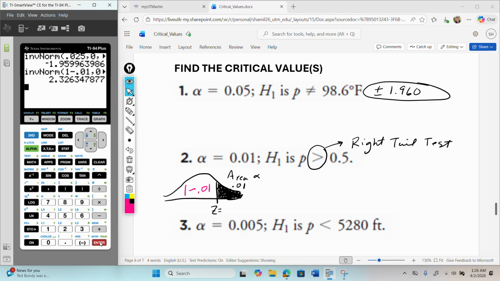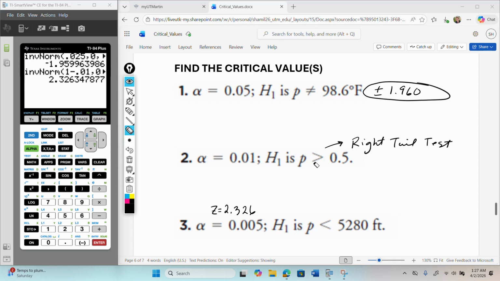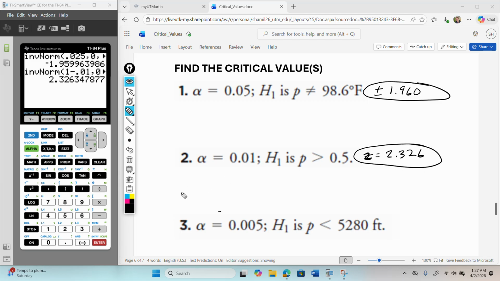And so the z-score, my critical value, is going to be, if I take that to 3 places, 2.326. That is my critical value. Okay. So we just have one. Here we have two. Here we just have one.